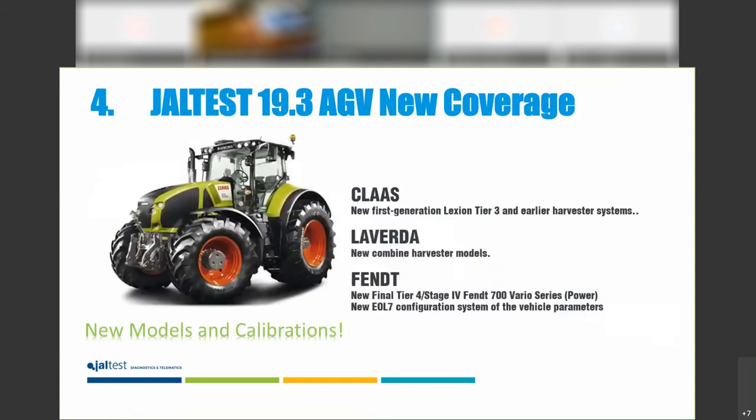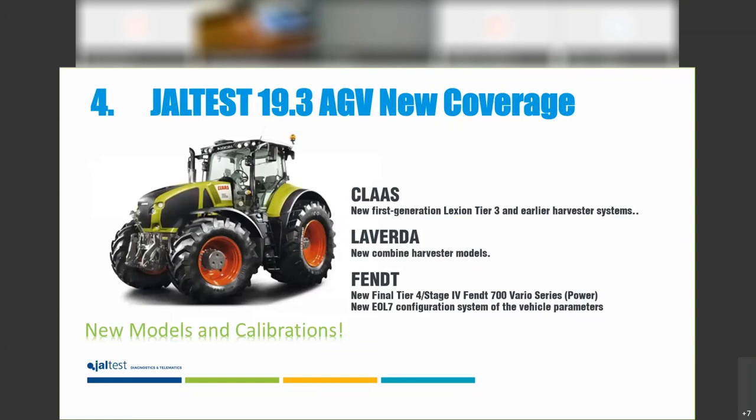Here are things that we were talking about, Claas, Laverda, and Fendt. So we're going to focus here on the Claas one, Lexion tier three, and earlier harvester systems. When we're talking about ag, we're not just talking about tractors. We're talking about harvesters, telehandlers, forage machinery, all these things. And we even cover machinery that goes into the forest machinery. Okay, so all these things are going to be covered.